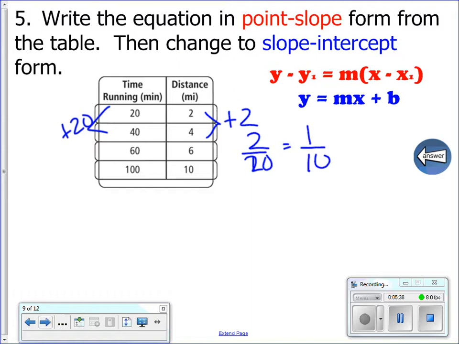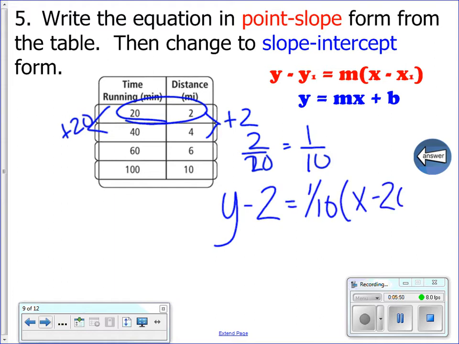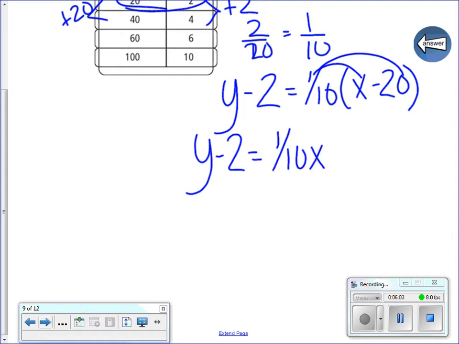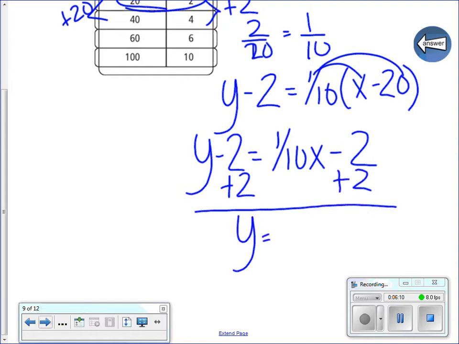I have to choose a point. I'm going to choose that one, just because it's the smallest. So writing it in point slope, y minus 2 equals 1/10 times x minus 20. There it is in point slope form. Now to change it to slope-intercept, y minus 2 equals, distribute, 1/10 x minus 2. I add 2 to both sides, and my equation is y equals 1/10 x.